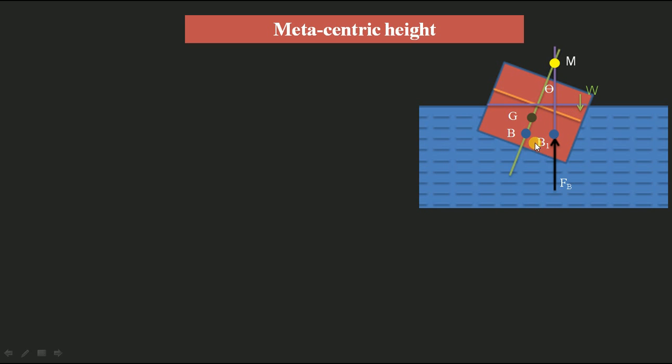How will you find it? For that I am considering one elemental area which is at a distance of x and which is of width dx. For this particular strip, how can we write the weight? The weight of the strip can be written from the definition of the specific weight, as weight of the strip is equal to specific weight into volume.